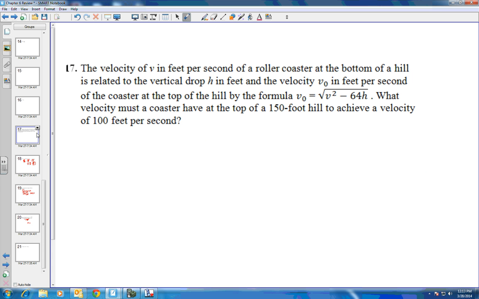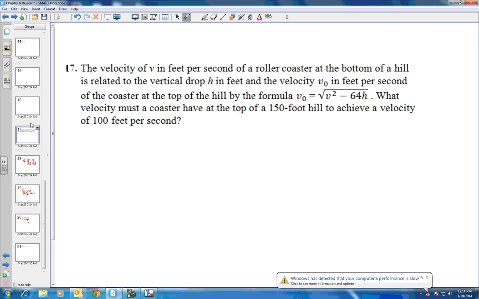17. Okay, now just because there's a lot of words doesn't mean you just skip it. Okay? So basically, when they give you problems like this, they're giving you a formula and then they're telling you what to plug in. It says the velocity v in feet per second of a roller coaster at the bottom of a hill is related to the vertical drop h in feet and the velocity in feet per second of the coaster at the top of the hill by the formula, and it gives you what that is. What velocity must a coaster have at the top of a 150-foot hill to achieve a velocity of 100 feet per second? So basically, we just have to figure out what number goes where.